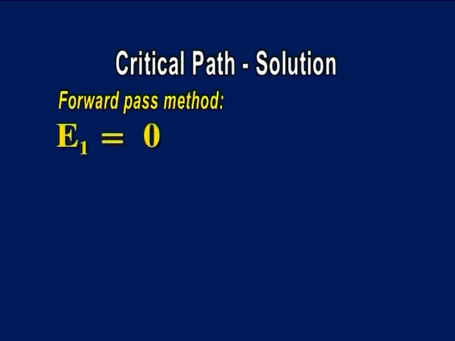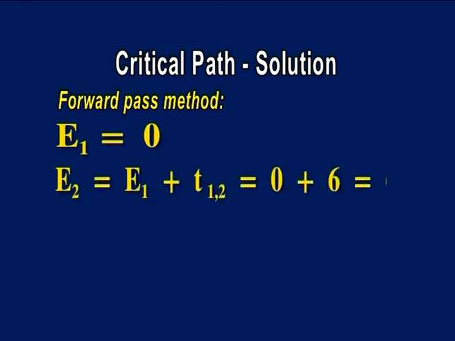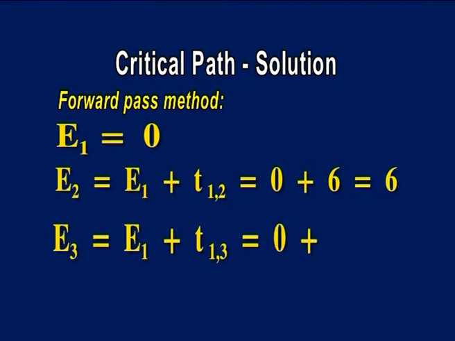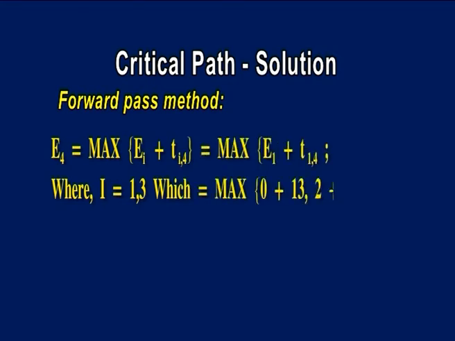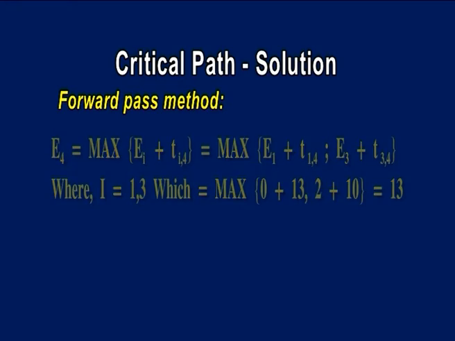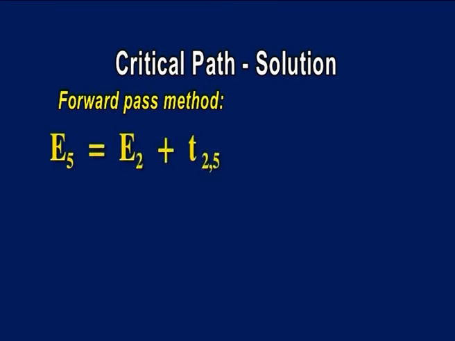E1 is equal to 0. E2 is equal to E1 plus T1,2, which is 0 plus 6 equals 6. E3 is equal to E1 plus T1,3, which is 0 plus 2 equals 2. E4 is equal to max of Ei plus Ti,4, where i is equal to 1, 3, which is max of E1 plus T1,4, E3 plus T3,4, which is max of 0 plus 13, 2 plus 10, equal to 13. E5 is equal to E2 plus T2,5, which is 6 plus 4 equals 10.